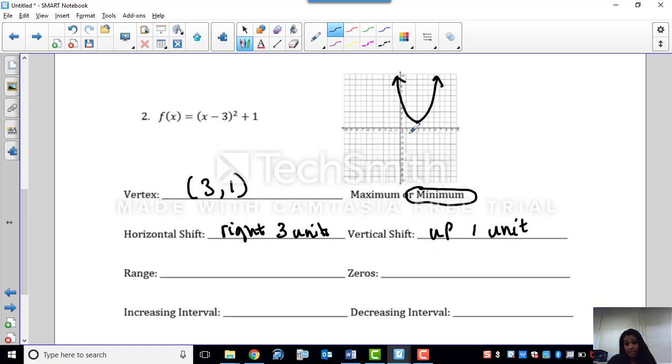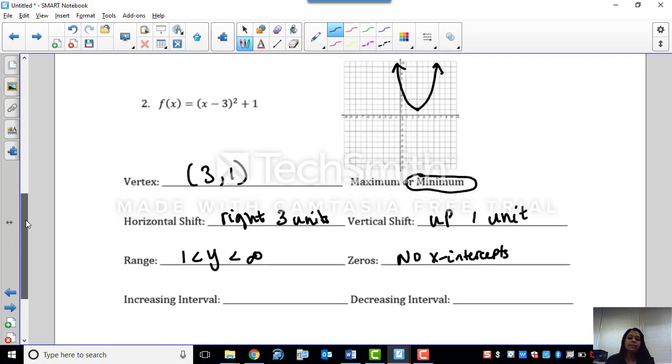The range of this function is, it starts at y equals 1 and goes to positive infinity. So we can say y is between 1 and positive infinity. Zeros of a function, x-intercepts, no x-intercepts. I don't know if you remember from unit 2, but we can say that the zeros are imaginary zeros. Okay, but we really won't get into that right now.